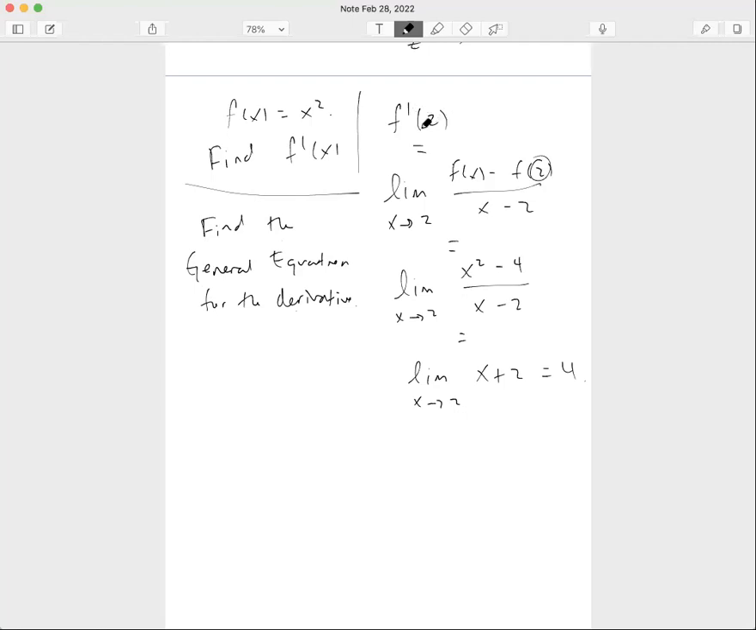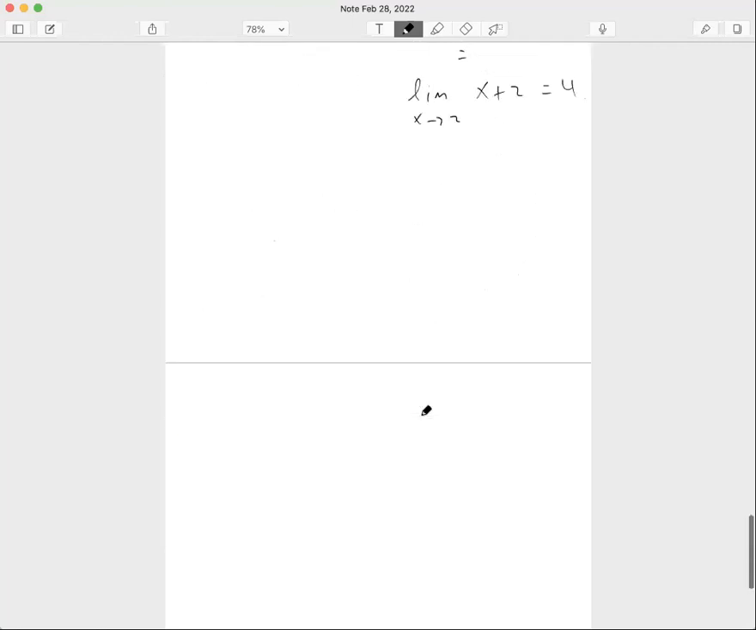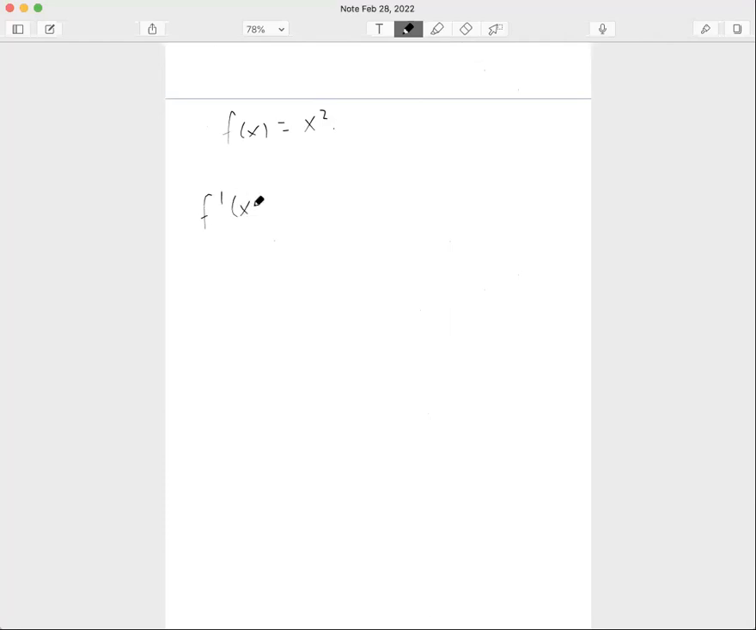So instead of having to calculate a specific number at every single point, let's find a general equation for derivatives at all points. Okay, so let's do that. The derivative is going to be the limit as h goes to 0 of f of x plus h minus f of x over h. Notice this looks the same. Instead of plugging in an actual value for x, we're just leaving it as x now.